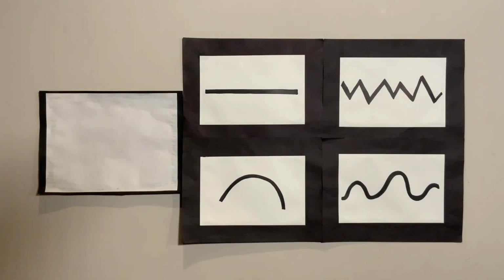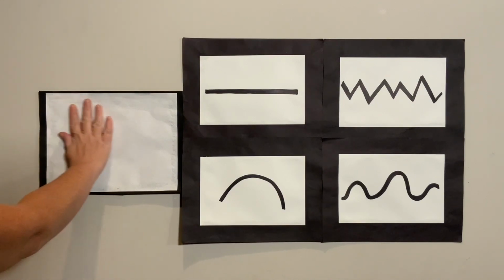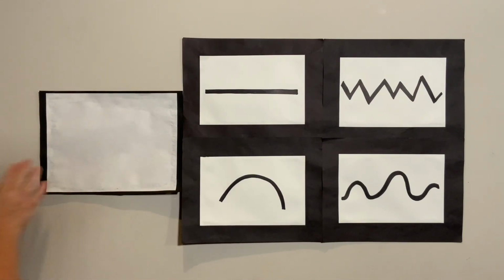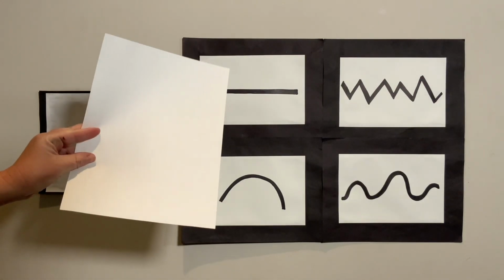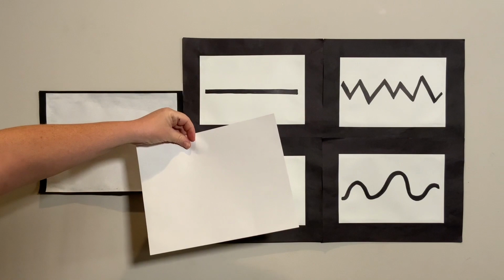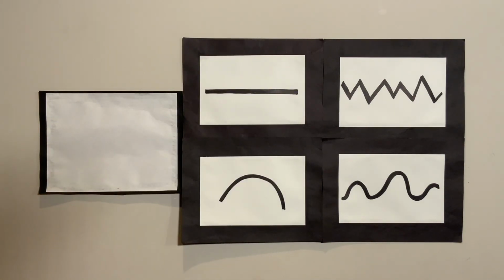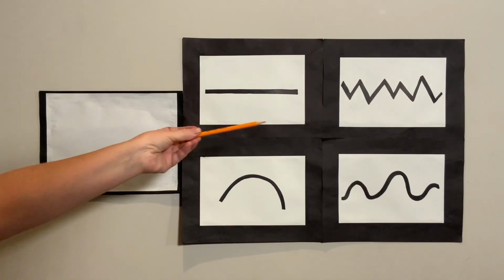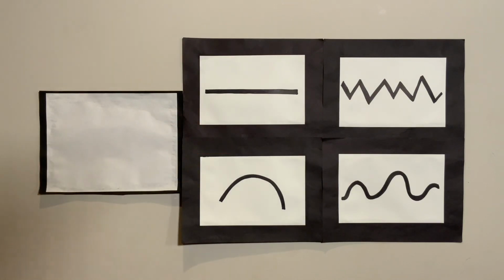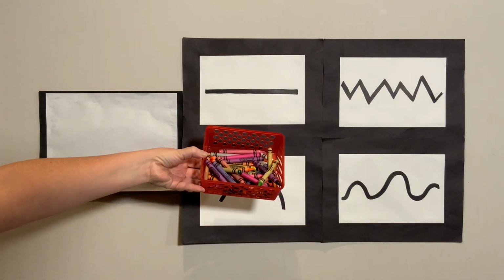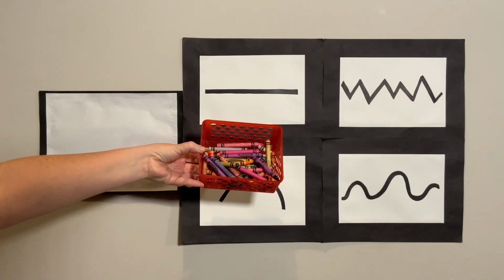Now we are ready to draw our running river. So as you can see, I have my paper all ready. Let me show you the supplies that you are going to need. You're going to need one white sheet of paper, okay? Just any kind of white paper. I have mine all ready to go. You're also going to need a pencil, and you're also going to need your box of crayons.